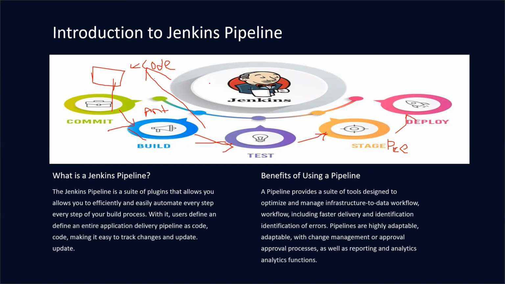So this is the complete process. Commit, after that build, after that test, after that stage, after that deploy. What is a Jenkins pipeline? A Jenkins pipeline is a suite of plugins.